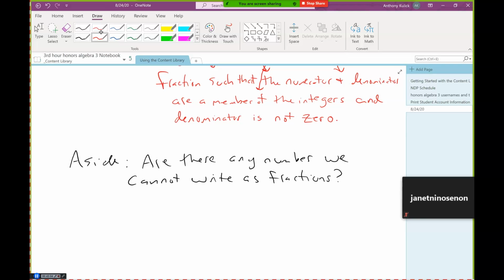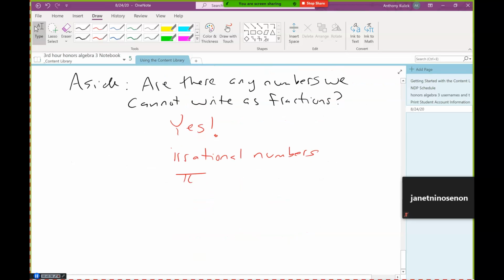It's a number you would have used a bunch of times last year in geometry. It's a special number that we give a name to. Pi, right? So yes, there are numbers that we cannot write as fractions. We call them irrational numbers. Pi is one of them. But there's a whole mess of irrational numbers other than pi.